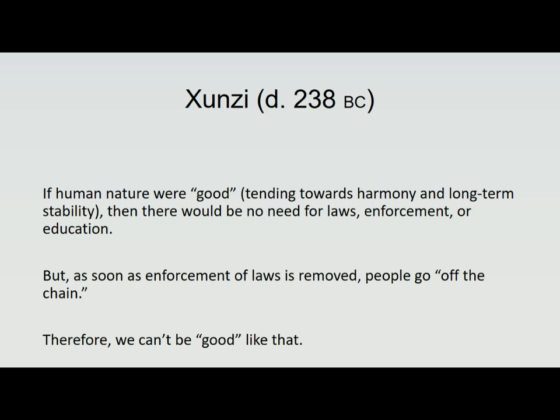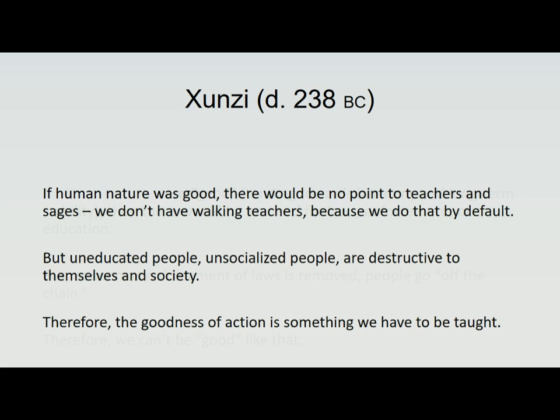But as soon as the threat of force by enforcement of law is removed, a lot of people simply go off the chain. And you can see this play out across college campuses, when kids find themselves without the sanctioning presence of their parents and suddenly turn into animals. And this means that our nature cannot be good by default.